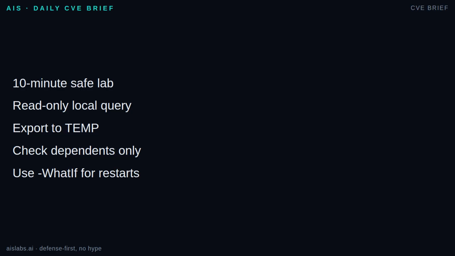Export the selected fields to $temp\service-baseline.csv. Then pick a harmless service name and run Get-Service -Name service -DependentServices. Finally, test the planning command, Restart-Service -Name service -WhatIf. If you see dependencies, add -Force only in the -WhatIf test, not as a production habit.